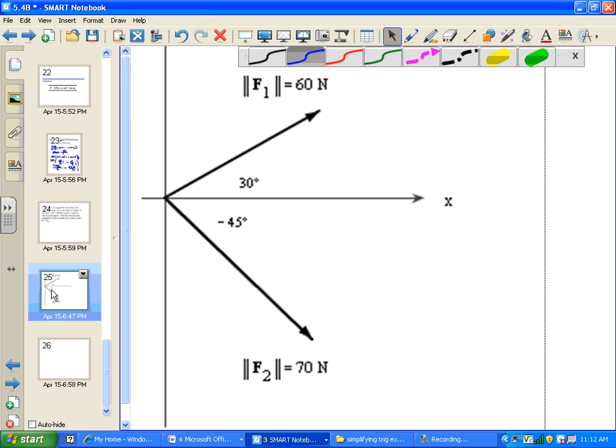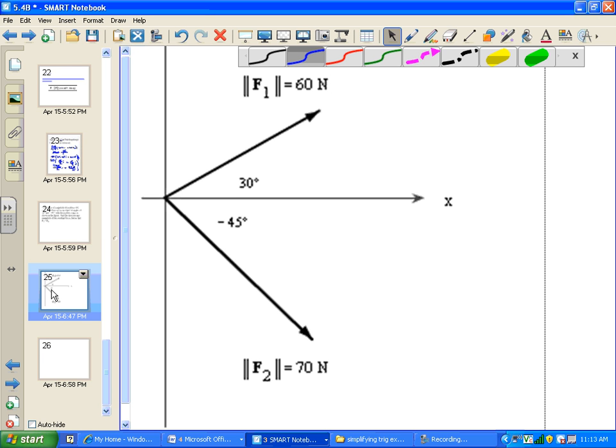Alright, now let's do this. Y'all see how they've drawn the two forces? Force 1 is going at a positive 30 degrees. Notice we're talking about angles that are in standard position. So you have 30 degrees and it has a force of 60 newtons. And then force 2 at negative 45 degrees has a force of 70 newtons.